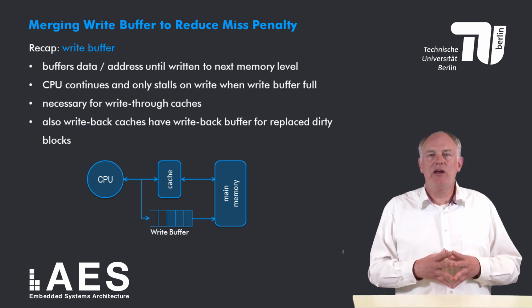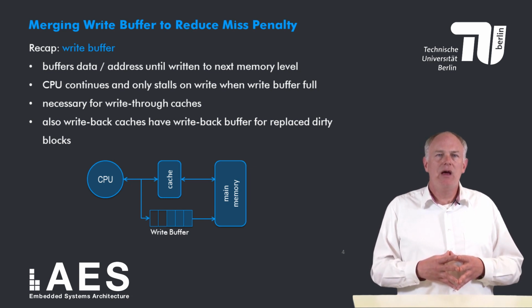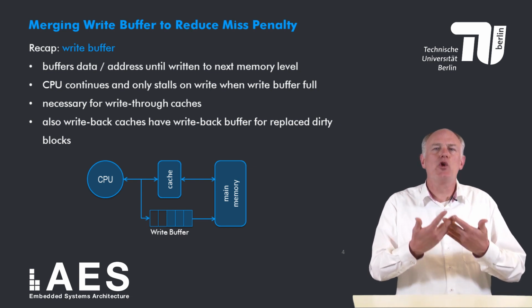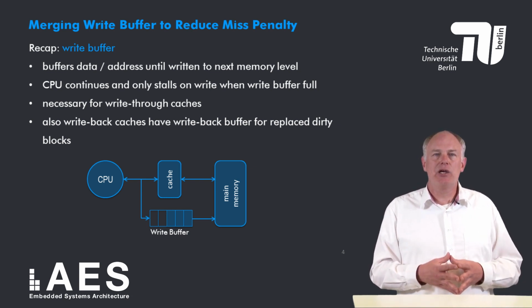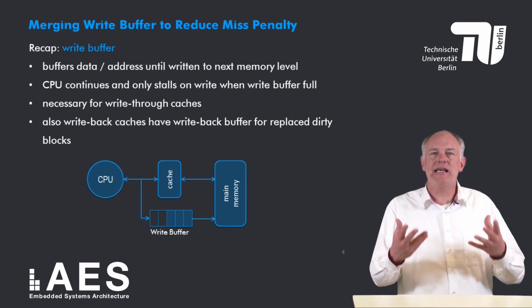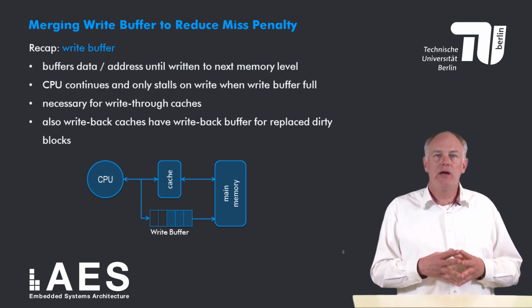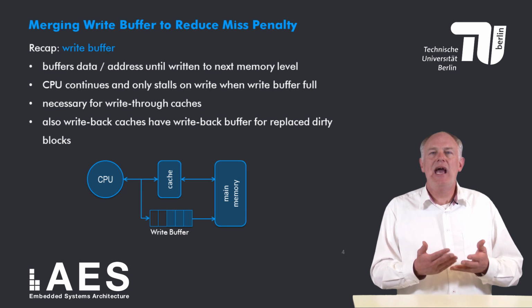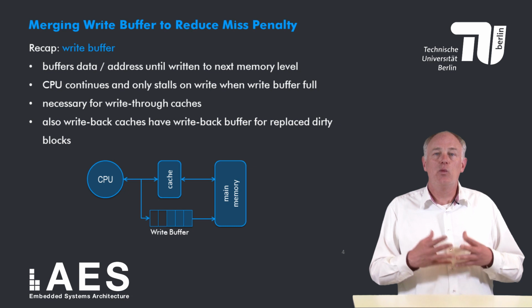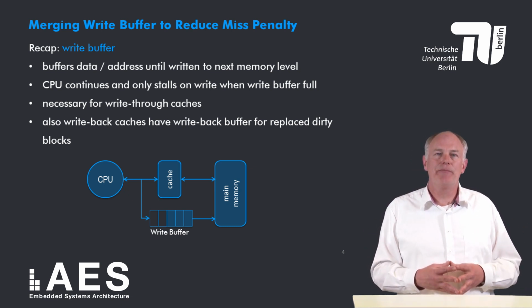The second miss penalty reduction technique I will discuss is called merging write buffer. Finally, a short recap. Recall that the CPU does not have to stall on a write, but can continue executing. For this, it uses a write buffer that buffers data and its address until it is written to the next cache level or main memory. The CPU simply continues and only needs to stall on a write when the write buffer is full, which, if the write buffer has sufficient entries, should occur very rarely.